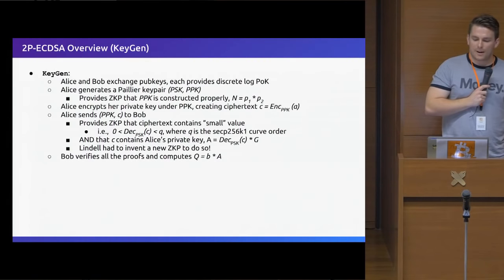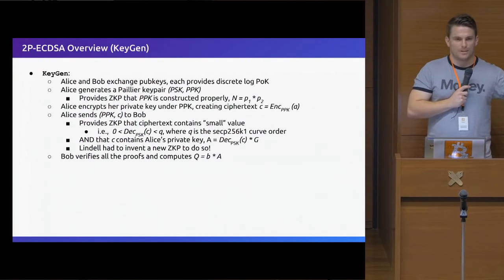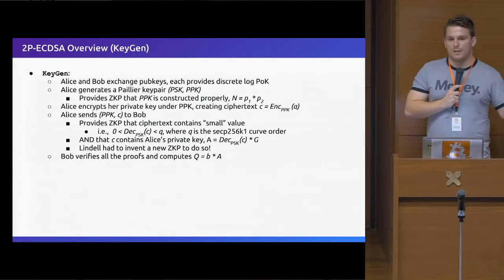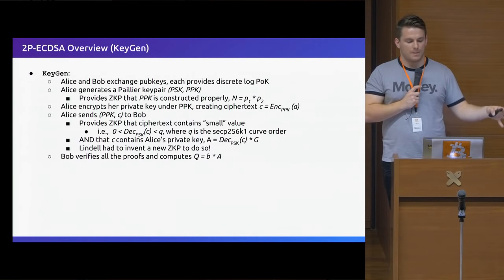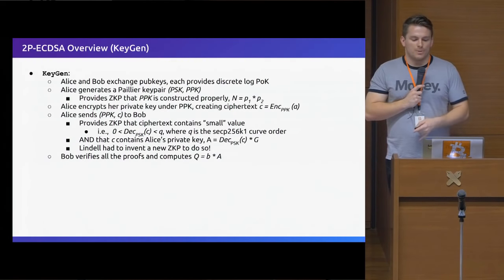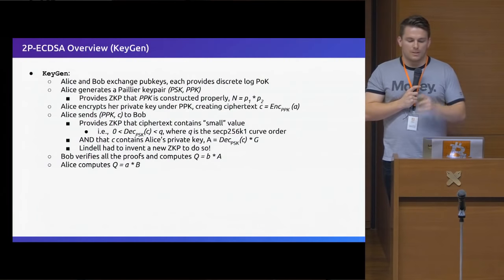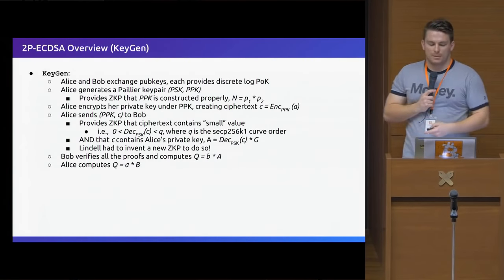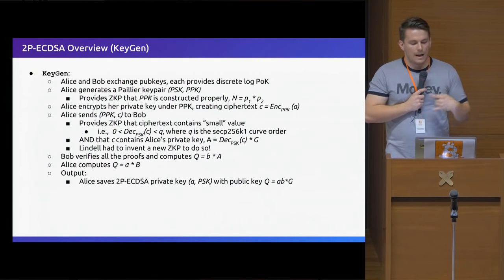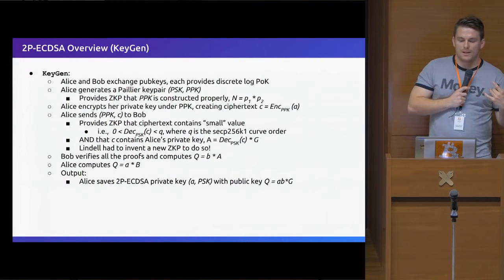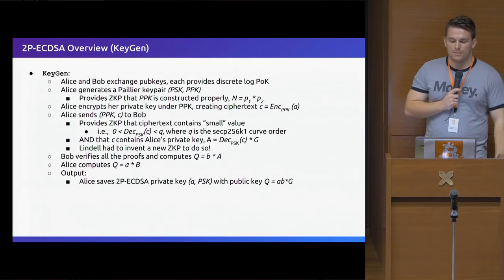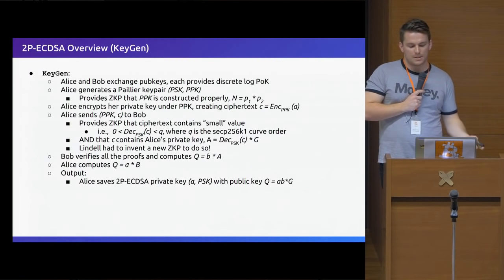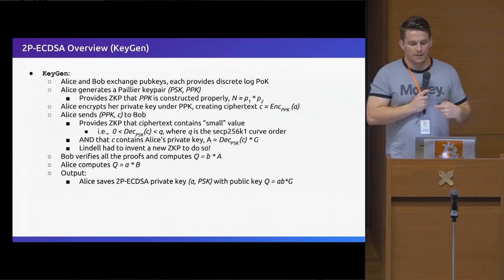Finally, Alice does a ton of proving to generate all these proofs and prove all of this about her private keys and the Paillier pub key. Bob basically receives a bunch of proofs, and then at the end they both compute the ECDH key, which is Q, by each multiplying their private key times the other's public key. And now the output of this is Alice will save her 2P ECDSA private key, which is just her secret key, and the Paillier secret key.